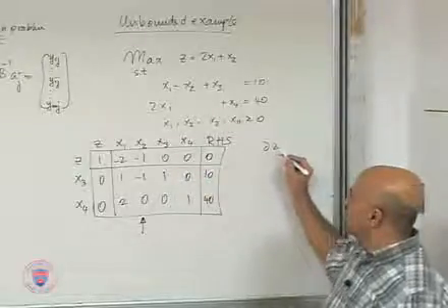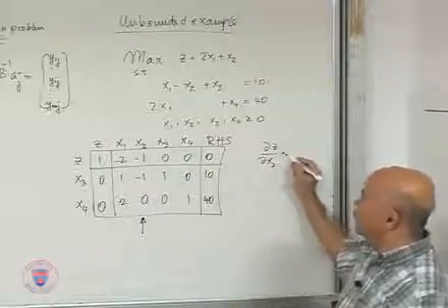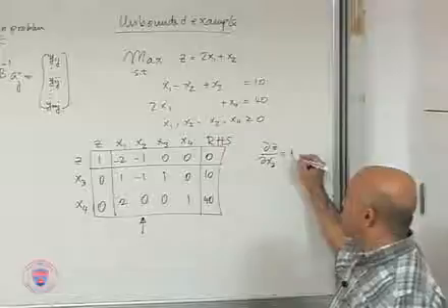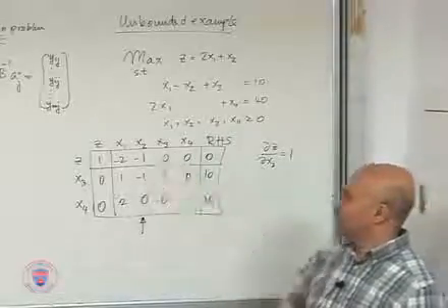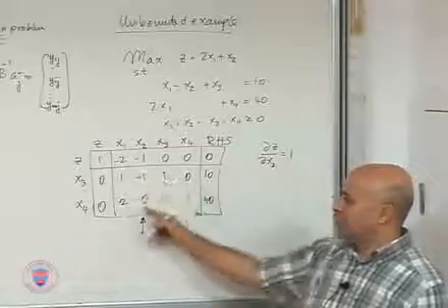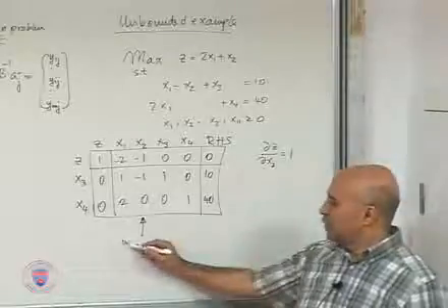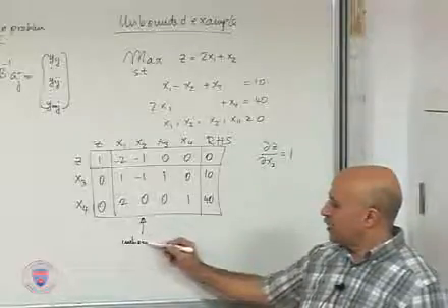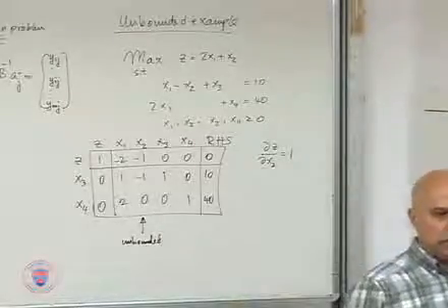So the rate of change in z as a function of x2 is 1, which means it's going up by 1 unit for each unit increase in x2. There is no ratio to test for. All these numbers are negative or 0. So this column tells you that you have an unbounded problem. Okay?